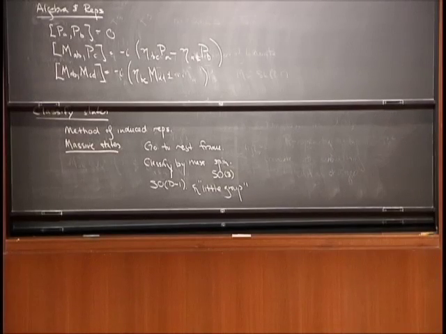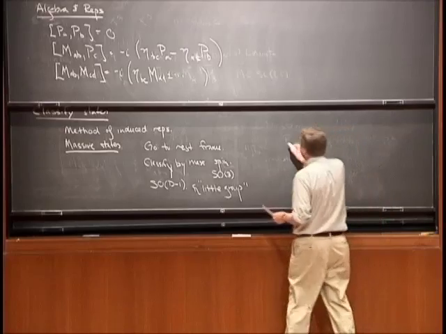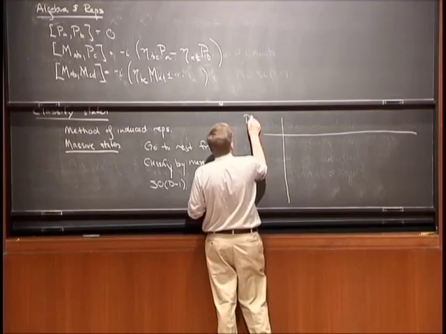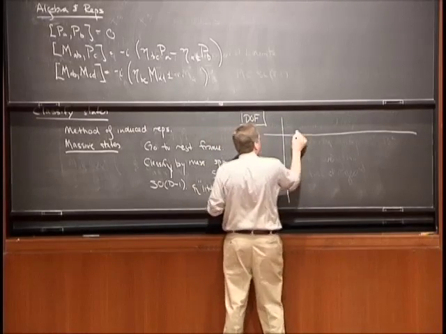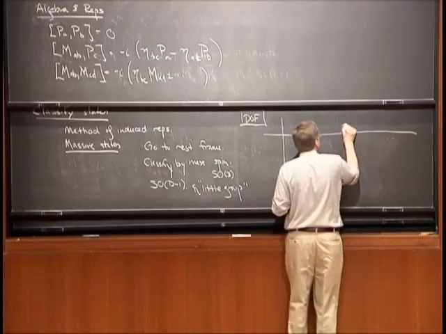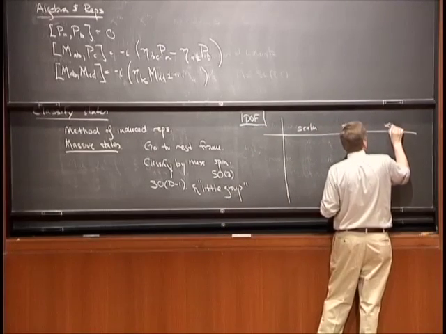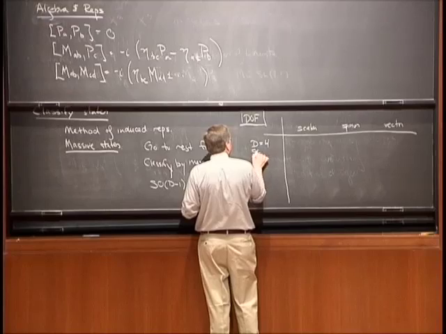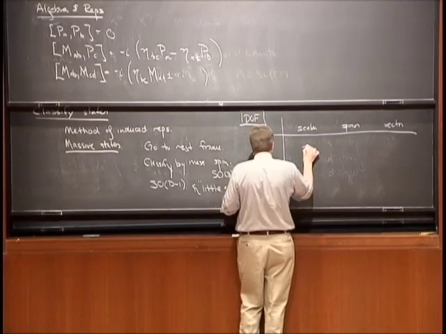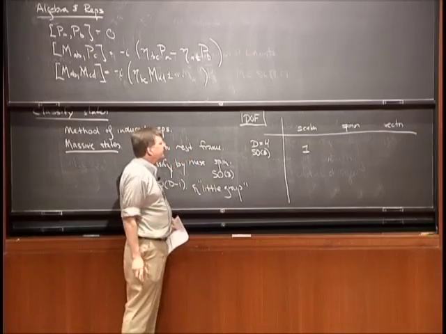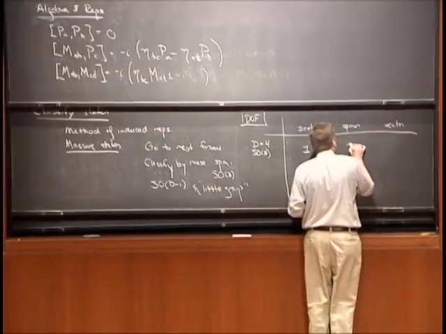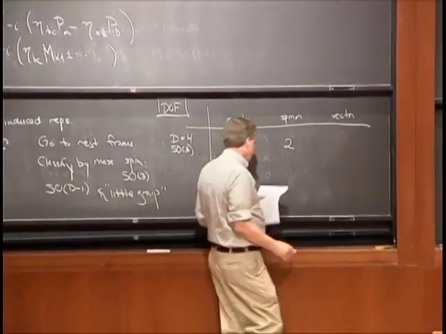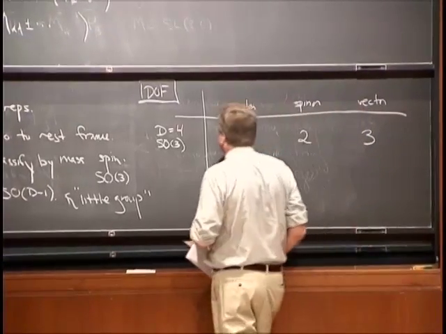So how does that work then for regular particles? We're going to make a table of the number of degrees of freedom. And we can have a scalar particle, a spinor particle, and a vector particle. In d equals 4, the little group is SO3. A scalar particle is a singlet and has 1 degree of freedom. A spinor is a doublet of SU2 or a spinor of SO3. It has 2 degrees of freedom. And a vector particle is just a vector of SO3.